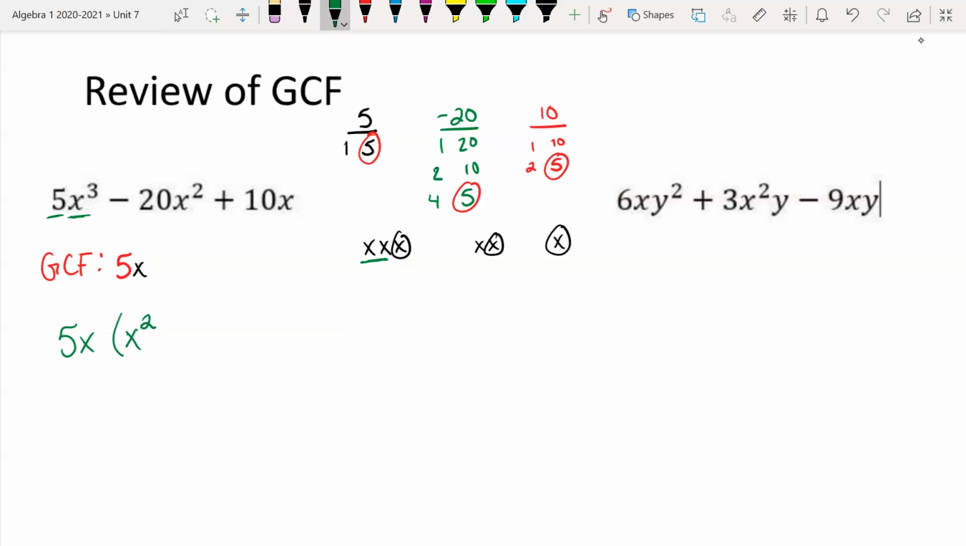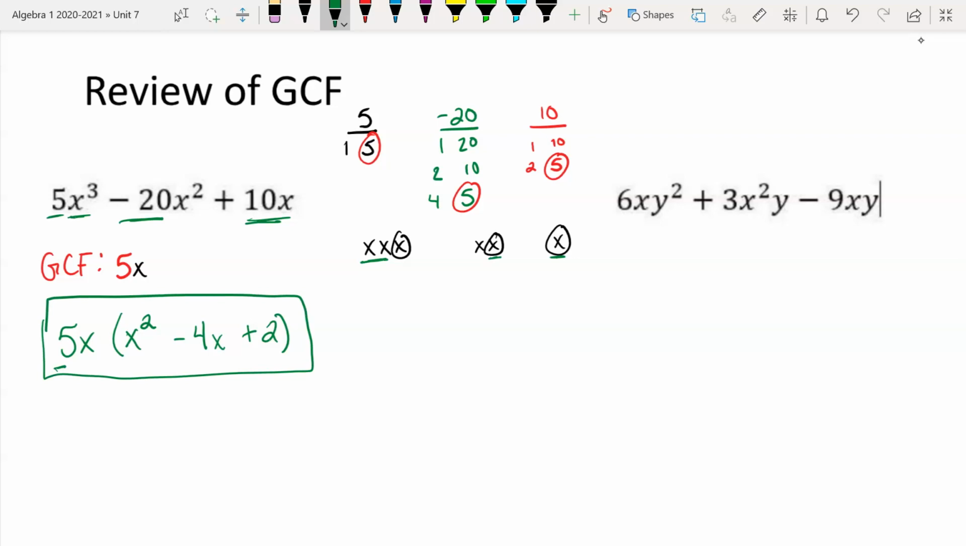Okay? The next term, negative 20. What do I need to multiply 5 by to get to negative 20? That would be negative 4. And I took away 1x, so I have 1x left over because I had 2 of them. The last term is 10x. I took away the x, so I don't have to worry about that, but I need to multiply 5 by a positive 2 to get to 10. So that is factoring out the GCF and what it would look like.